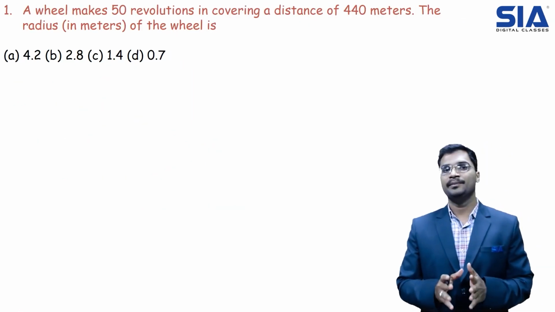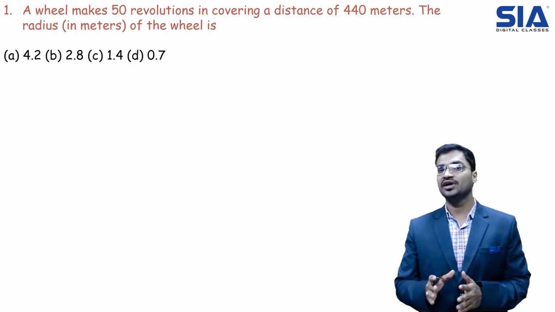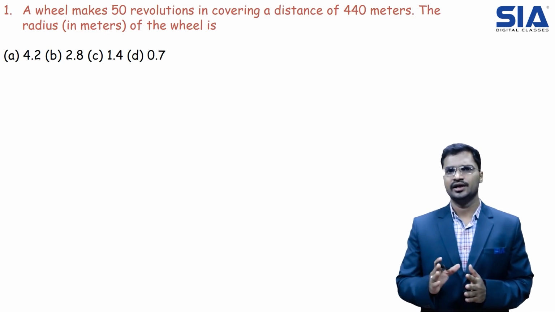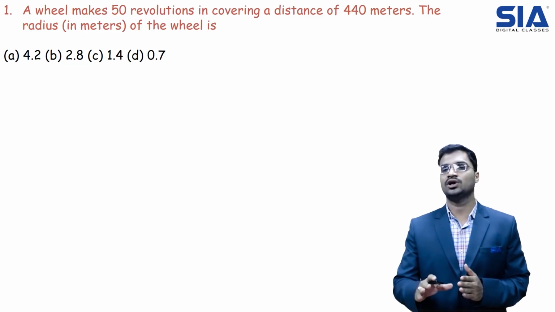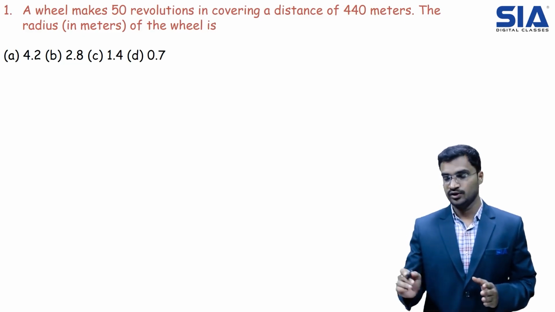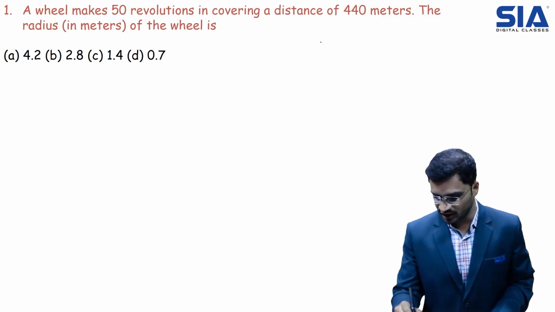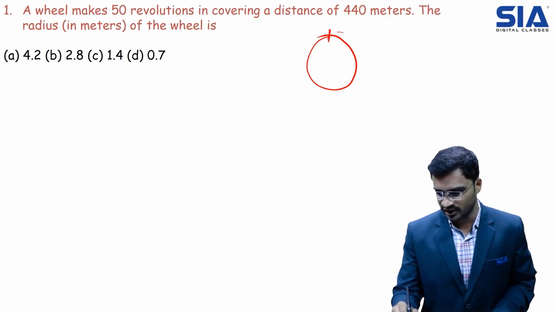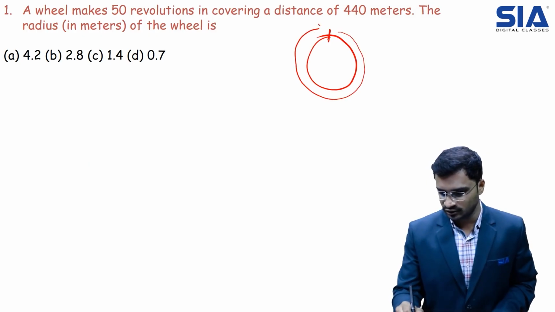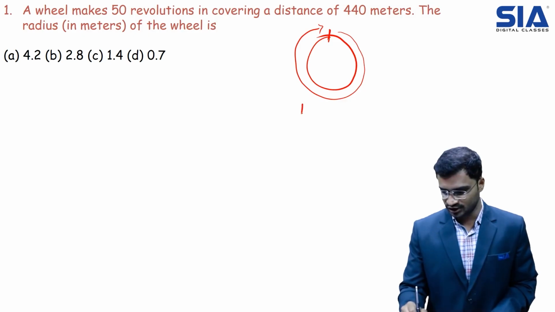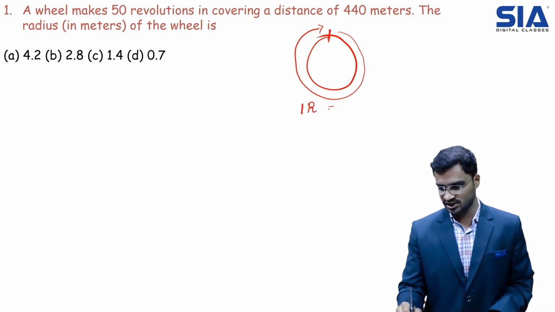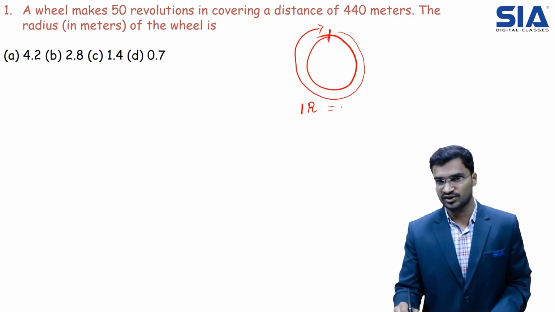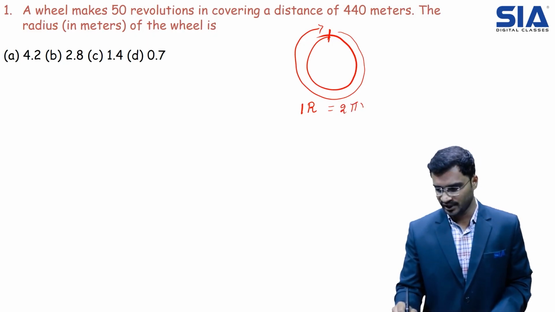A wheel makes 50 revolutions in covering a distance of 440 meters. What is he saying? He is saying that a wheel is making 50 revolutions to cover a distance of 440 meters. If a wheel makes 1 revolution, what is it doing? It is starting from this point and moving and coming to this particular point. So one revolution of this wheel is equal to the circumference of this circle. The circumference of the circle is 2 pi r.